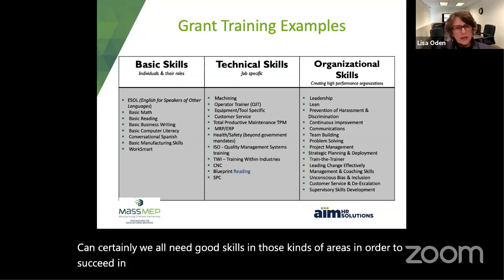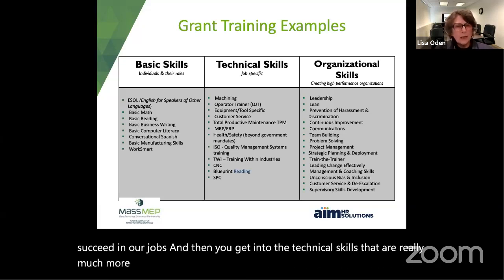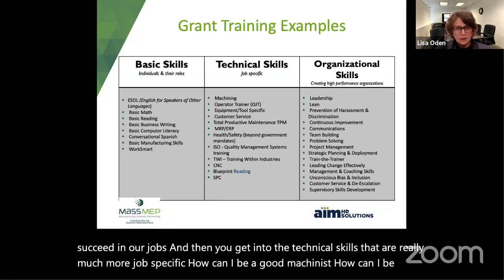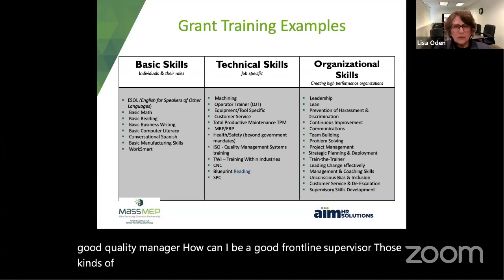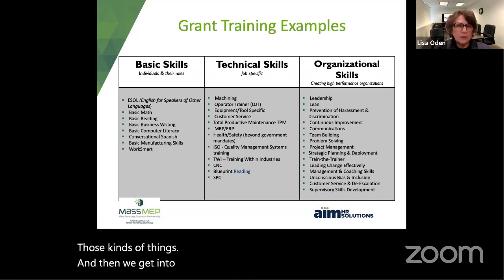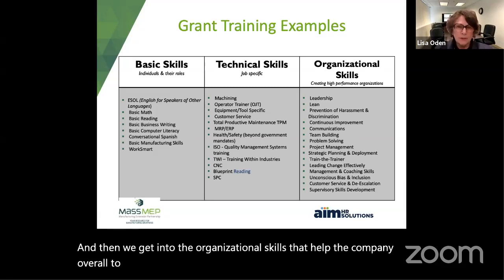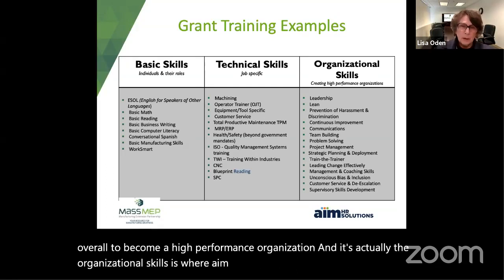And then you get into the technical skills that are really much more job specific. How can I be a good machinist? How can I be a good quality manager? How can I be a good frontline supervisor? Those kinds of things. And then we get into the organizational skills that help the company overall to become a high performance organization. And it's actually the organizational skills is where AIM really comes in with a lot of their training as well.